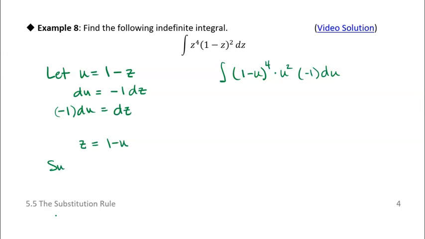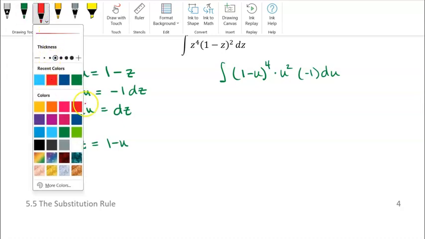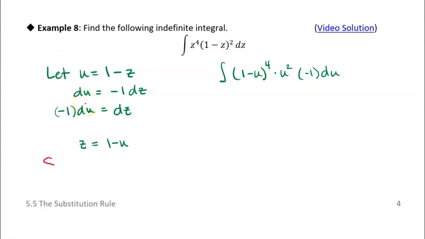So I'm going to write that down. How about if I write it in red? I'm going to write it in red because it's important to know that substitution does not always work. Substitution does not always work. Okay? That's important. It works for certain types of integrals, but it doesn't work for all integrals.